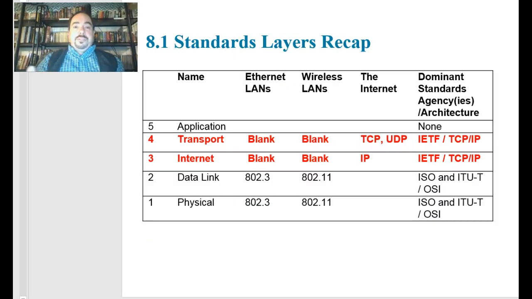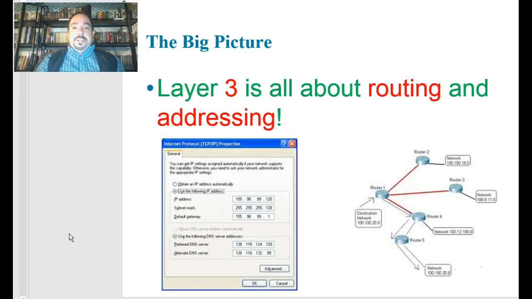Now with every lesson, we start off with the layers. Where are we on the layers? We're talking about mostly layer 3 with IP addressing and routing. A little bit of layer 4 in this chapter for some reason with TCP and UDP. But this is it. Chapter 8, this is the essence of networking. Understanding how IP addresses work, understanding how routing works. That's what networking is all about.